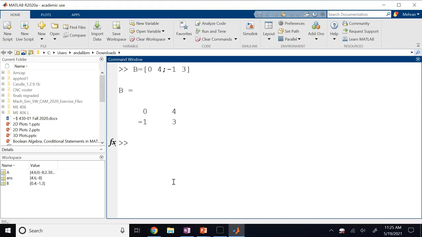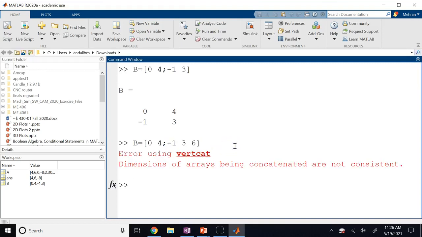Now, the important thing when you create a matrix is the number of elements in each row should be the same. So I cannot say something like this, because now my first row has 2 entries, my second row has 3 entries. It's not going to work out. Okay, it says the dimensions are not consistent. So make sure all rows have the same number of columns.